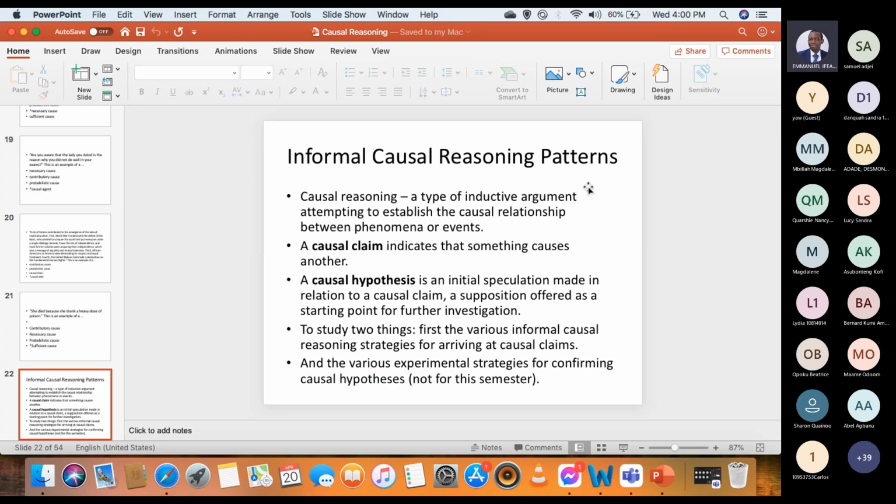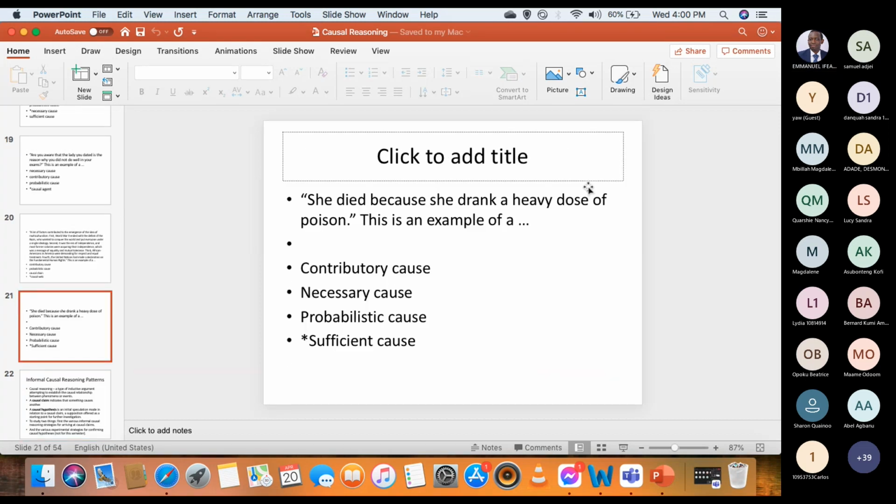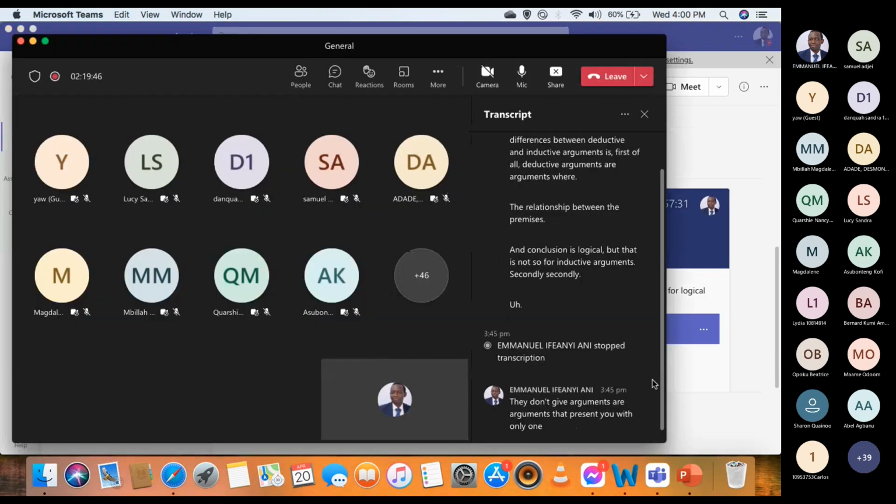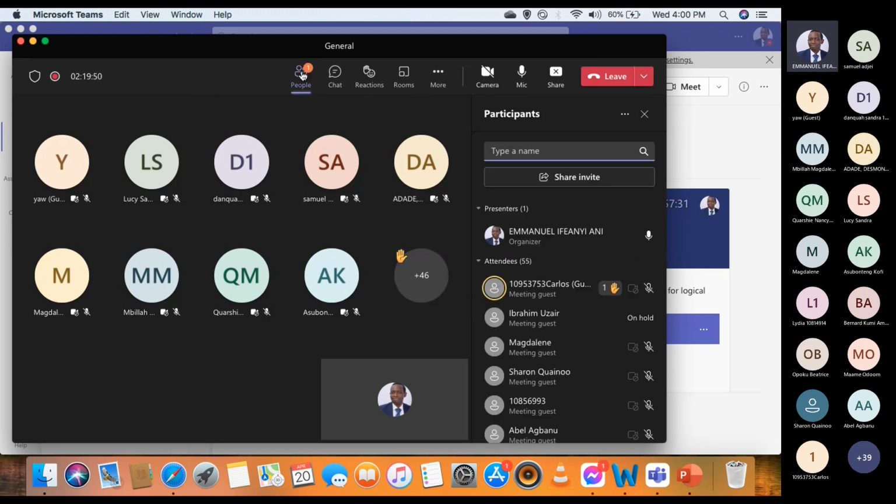Okay, so any questions at this point? Now that we have seen the meaning of the different senses of the word cause, do you have any questions? Carlos, your hand is raised, and then Samuel Ajay.